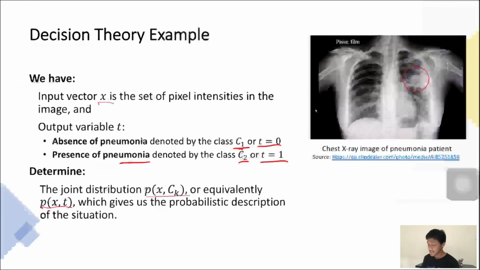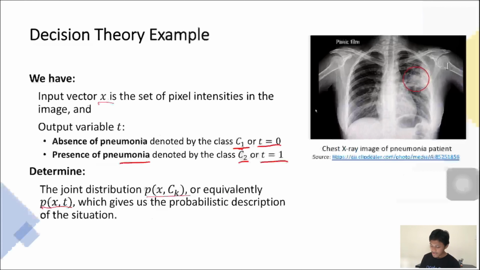We have this next example here. We have an X-ray of a pneumonia patient. The vector x is represented as the set of pixel intensities in the image, and the output is the absence or presence of pneumonia, represented as C1 for absence, with t equal to 0, and C2 for the presence of pneumonia, with t equal to 1. So we need to determine the joint distribution p(x,Ck) from the training data, similar to p(x,t). It gives a probabilistic description of the situation.